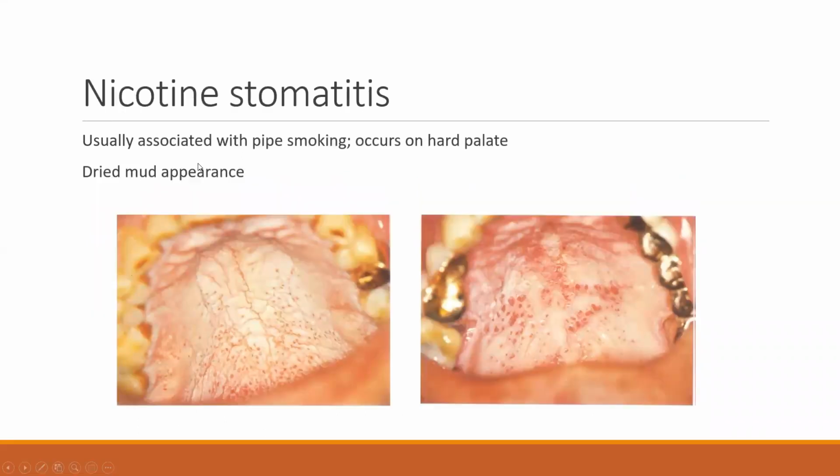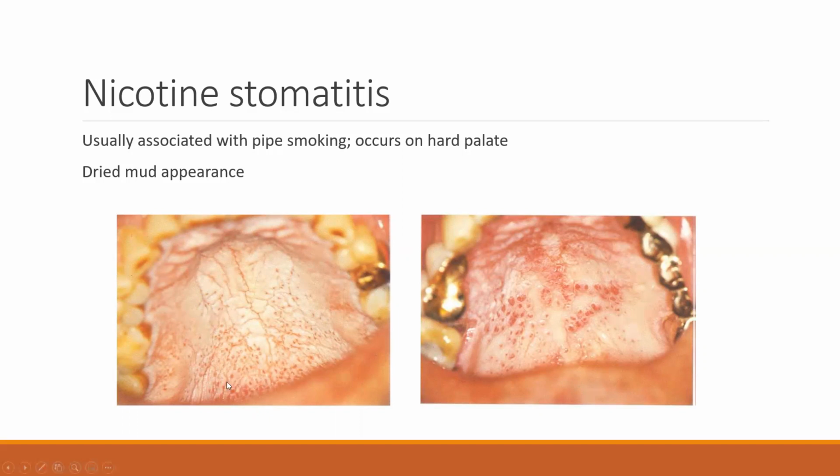Next is nicotine stomatitis. This is also called smoker's palate. This is caused because the patient keeps smoking tobacco in the form of pipe smoking, cigar smoking, heavy pipe smoking. Any of those reasons can be causing this smoker's palate. This lesion is not caused by tobacco itself, but because of the heat produced while smoking. The elevated temperature rather than the chemicals causes this reaction.